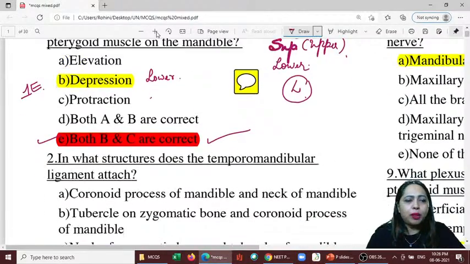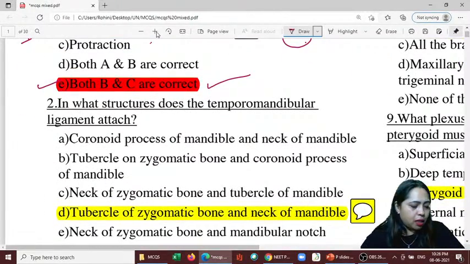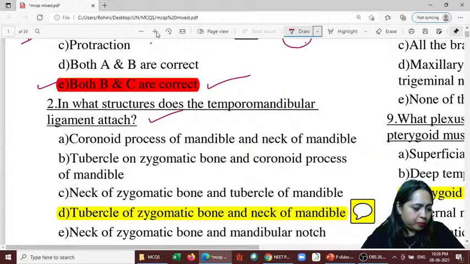Okay, let's go to the second one. What structure does the temporomandibular ligament attach to? Now, there is this temporomandibular ligament attached to the neck of the mandible, and there is a tubercle on the zygomatic bone. Temporomandibular ligament, that is on the sides. You can see that it is on the sides.